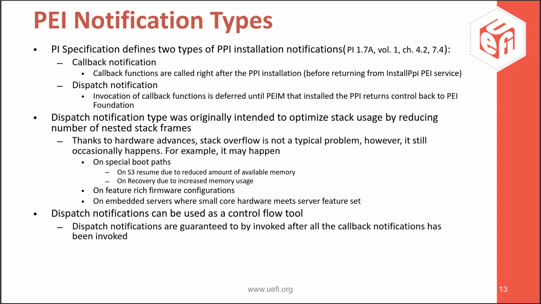And then dispatch notifications can be used as a control flow tool. Essentially, dispatch notifications are guaranteed to be invoked after the callback notifications. So you can use callback and dispatch notifications as two priority levels in the PI world.